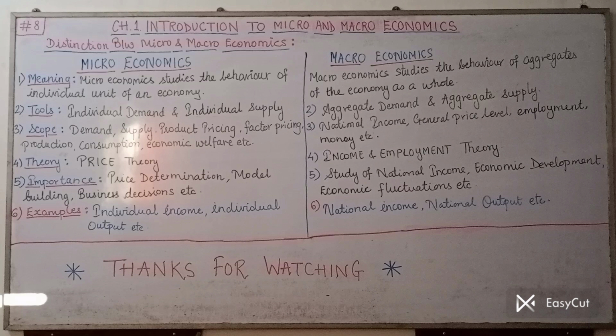Third point of distinction, scope. Demand, supply, product pricing, factor pricing, production, consumption, economic welfare, all these things fall under microeconomics. So microeconomics studies all these things: demand, supply, product pricing, factor pricing, production, consumption, etc. This is the scope of microeconomics.